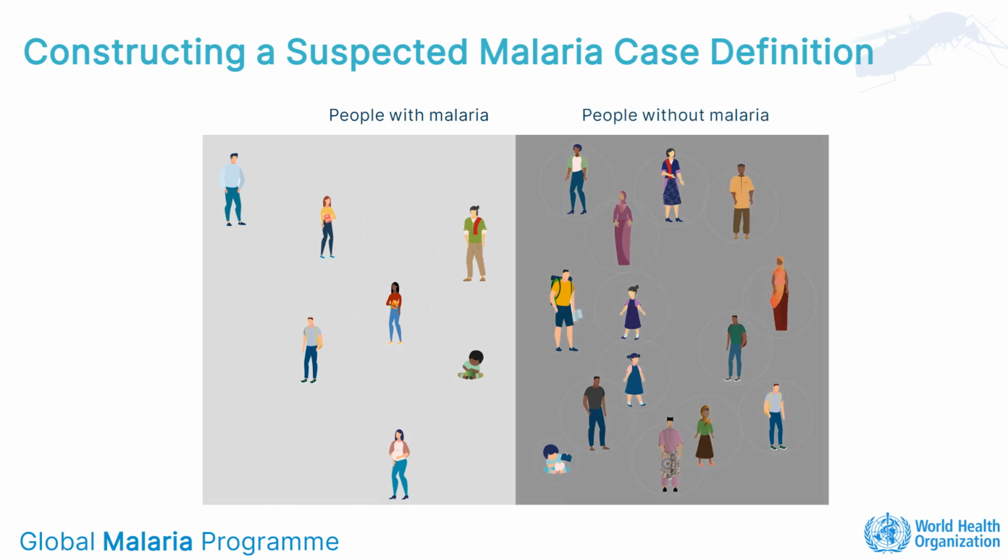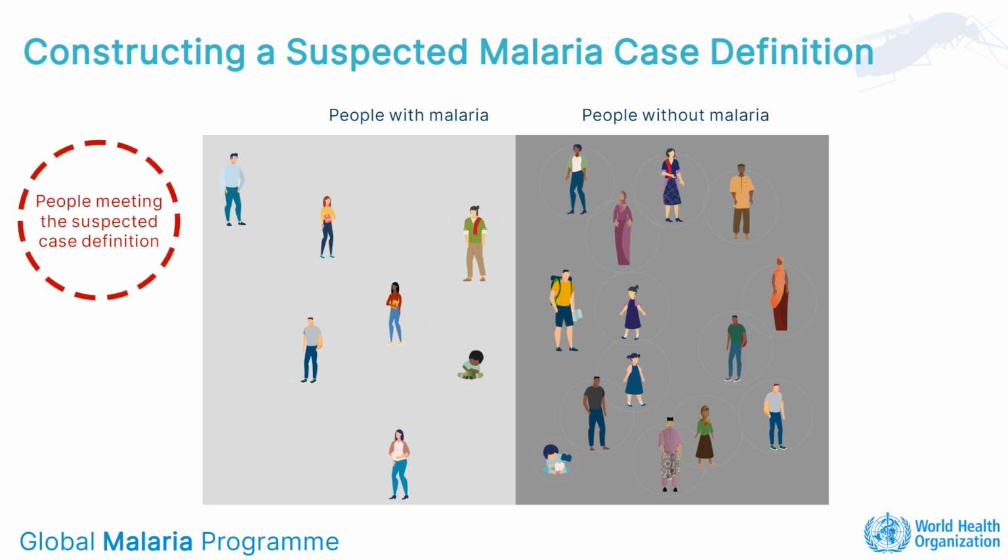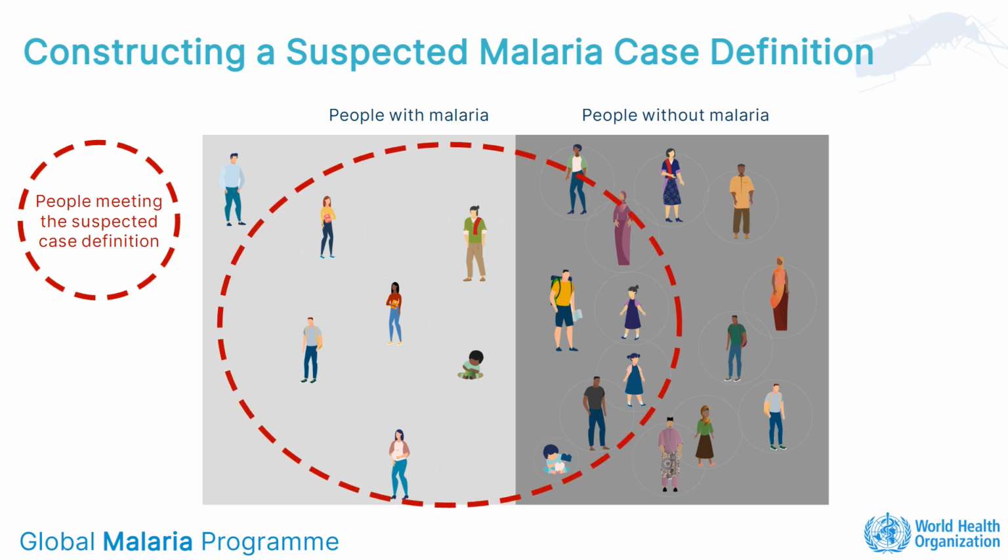We have decided to use a very sensitive case definition. A sensitive case definition may be one based on fever, which could be determined through history of fever from the patient or body temperature measurement over 37.5 degrees Celsius. Our case definition is illustrated by this red circle, and everyone whose symptoms match the case definition will fall inside the circle. If we have a very sensitive case definition, such as fever, then we will end up finding almost all the malaria cases in the box on the left.